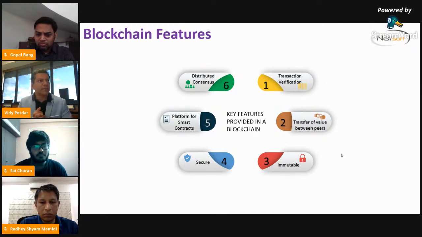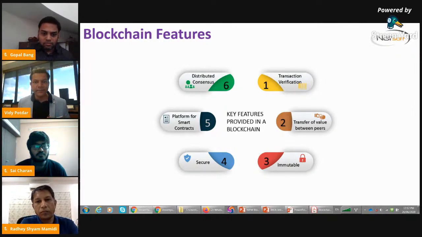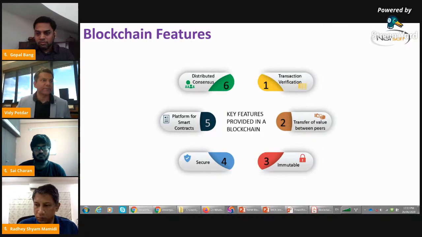Okay, so the next point is transfer of value between peers. So why do we want all or multiple participants to come and be part of the blockchain network? Because the value is in collaboration. The value is in the network of people being together.